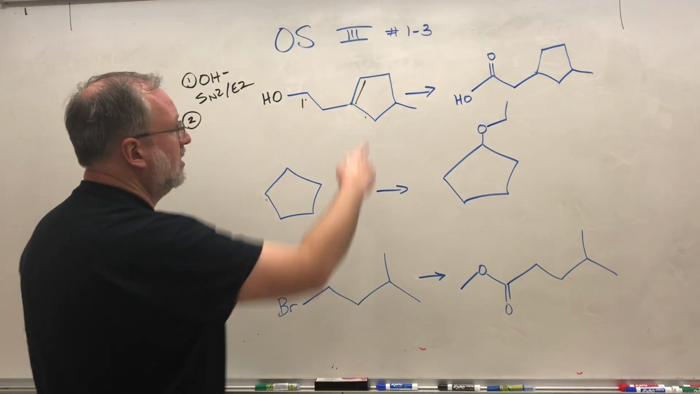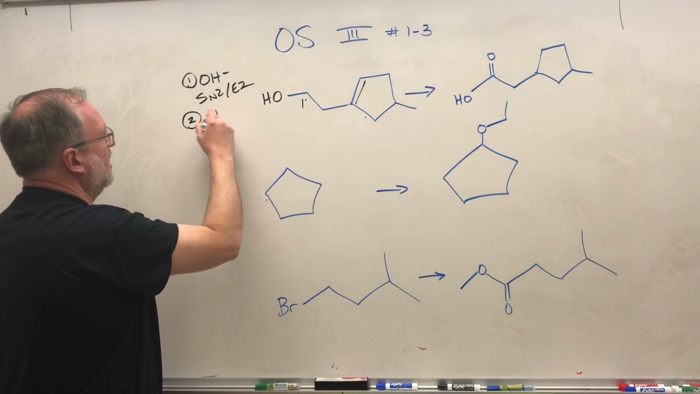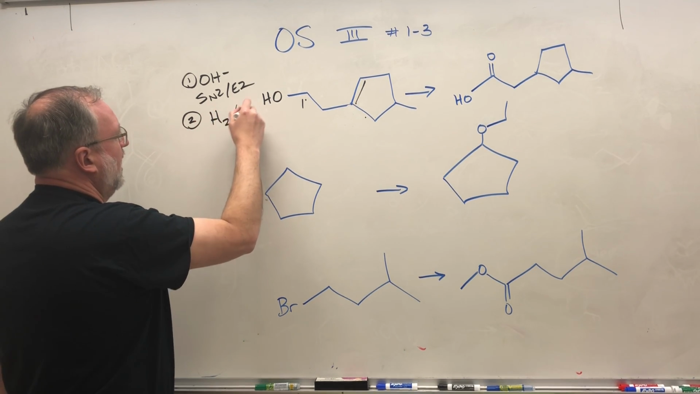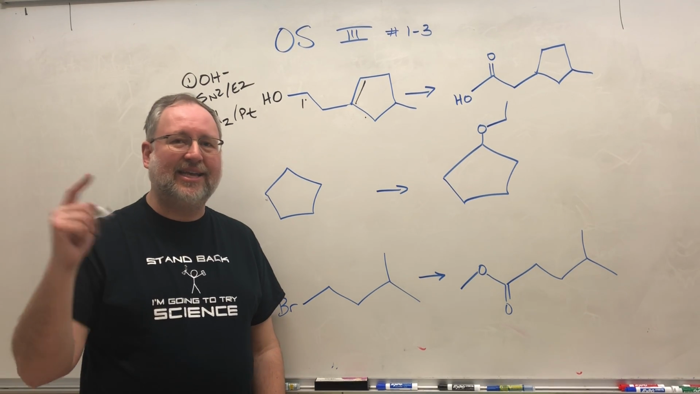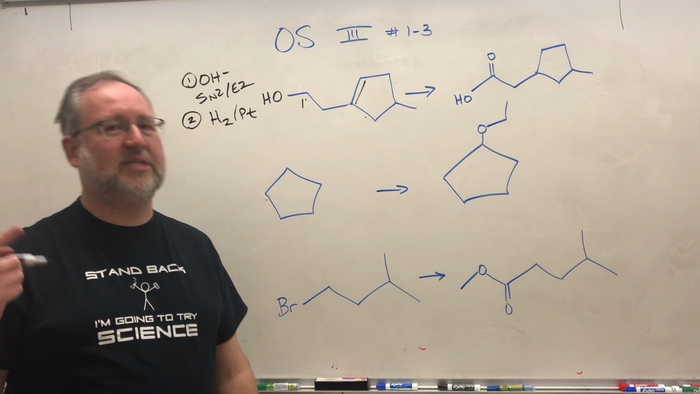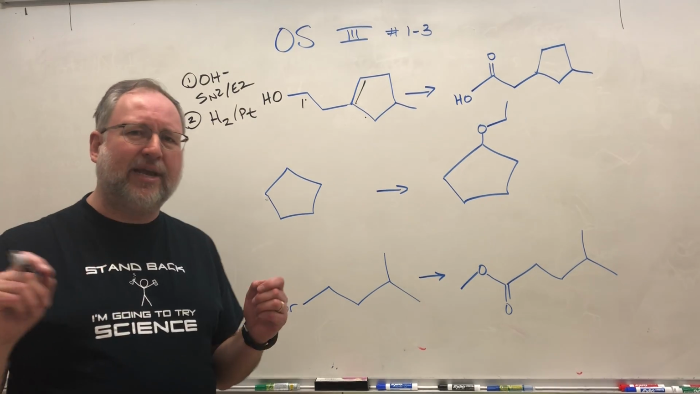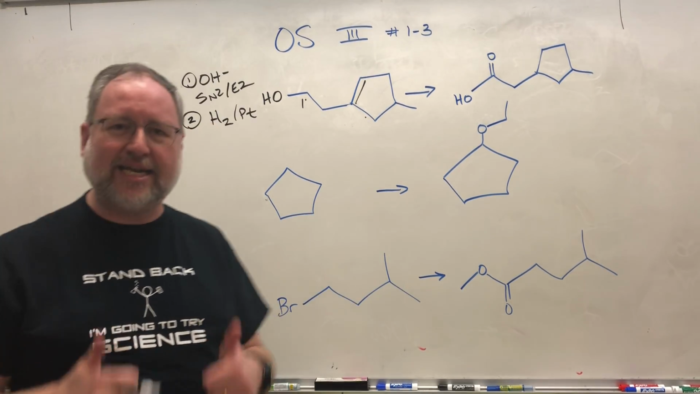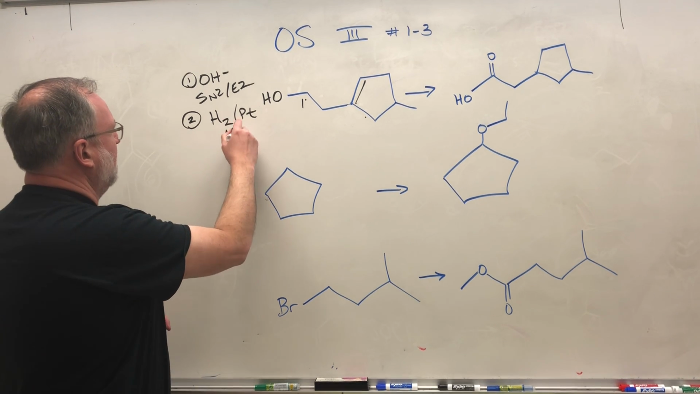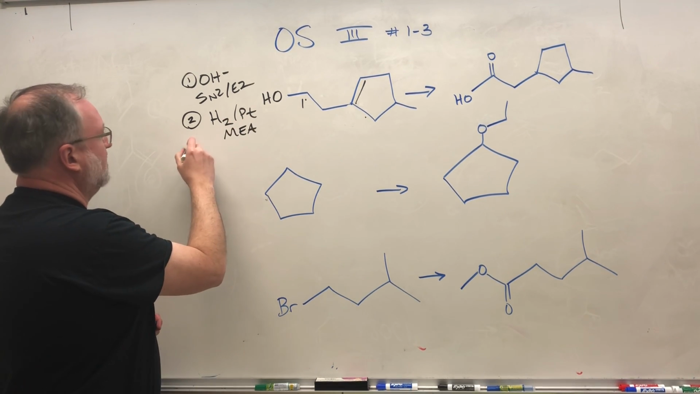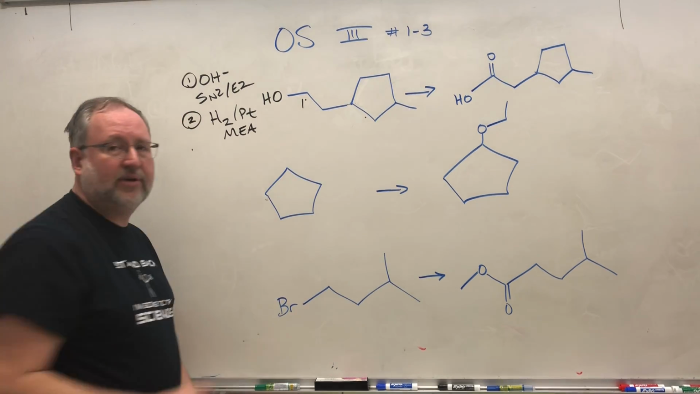Step number 2, got to get rid of this puppy. That would be H2 with your favorite catalyst. I know Evan is out there and he likes to use palladium because it's super expensive and fancy. So finely divided palladium with carbon, Evan, would be a fantastic choice. Or platinum if you prefer. That of course is MEA. And that will get rid of this.